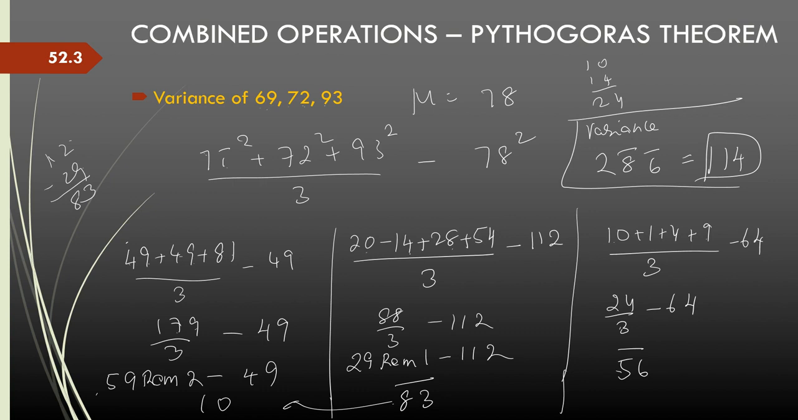So this is how we will be able to calculate the variance in a single go, instead of doing complex calculations of squaring every number, then dividing and then subtracting the square of the mean. So this is a very useful technique, and calculating variance is a very common problem.